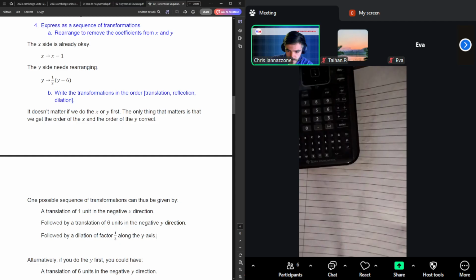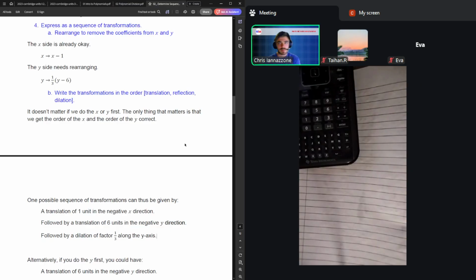Just a question. Sorry, I couldn't hear you for a sec. Is the translation, reflection, dilation order the order of examiners? So there's no specific order that's preferred. Yeah, you can do this in many different ways.